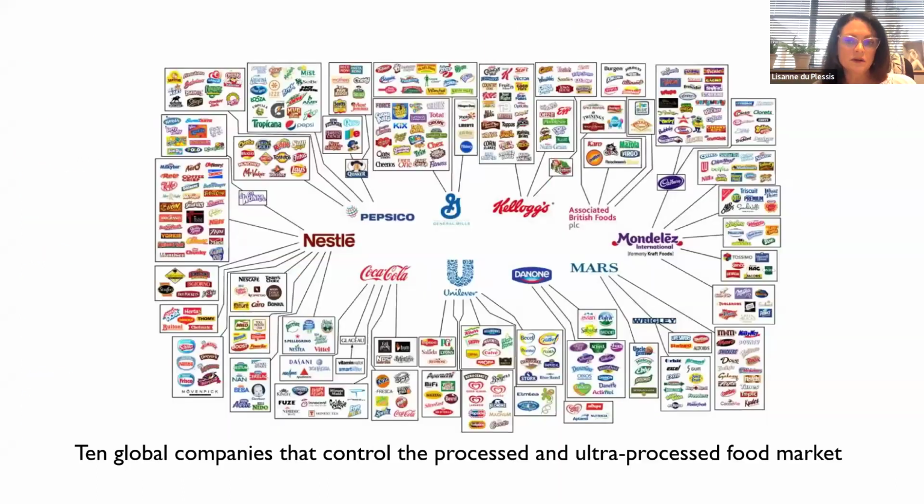Now, Nestlé is one of these companies, but on the slide, you can see that there are 10 global companies that control the processed and ultra-processed food market, and they are seen in the middle of this slide. And you can also see the very many smaller companies that branch off from these companies, and also brands, of course, that branch off from them.